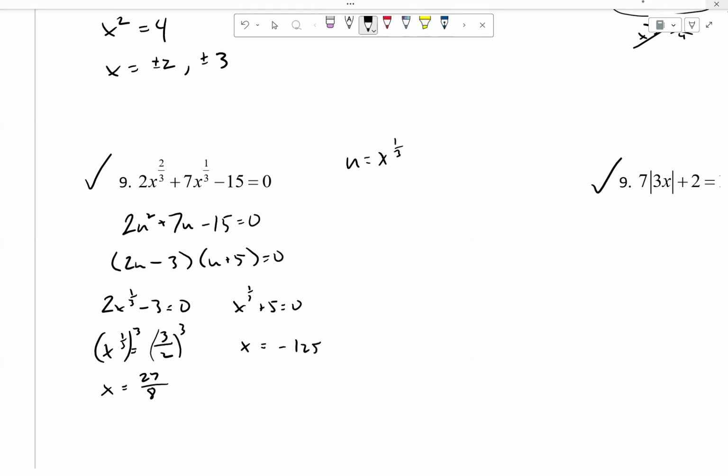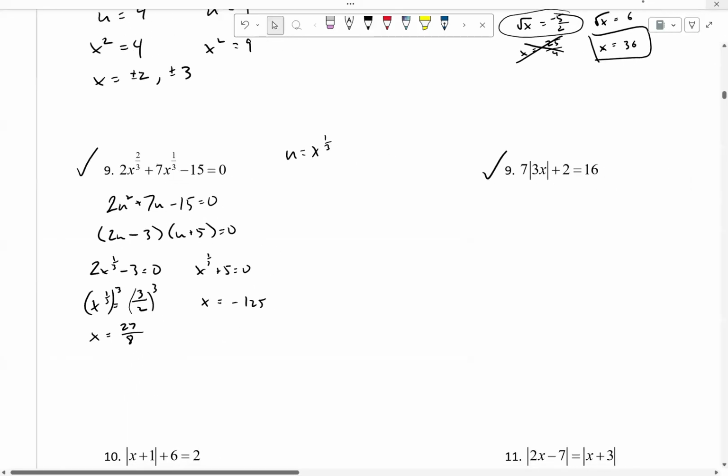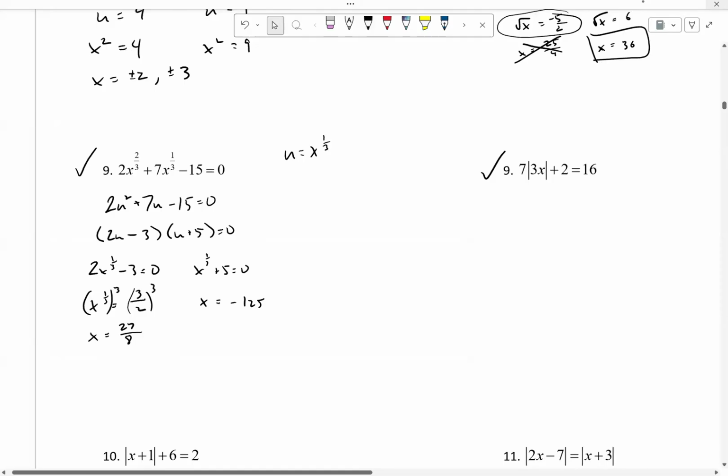Are we good with these? Is that -125? Is that possible or is that extraneous? There can't be extraneous for these? Why not? I told you. Okay. So what types of equations have extraneous solutions? Radical equations and rational equations. Okay, good. Number 9. Birdie, help me out, please.